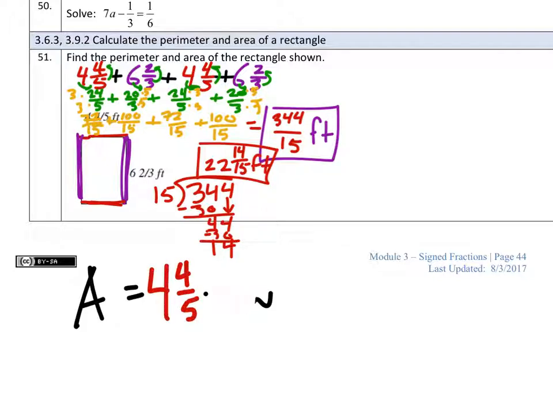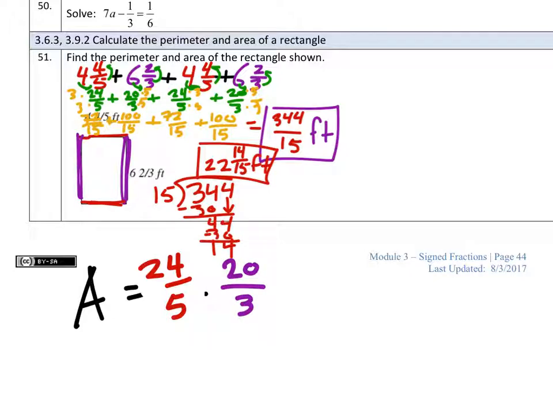And the width we said was 6 2/3. So we're just multiplying these two. This is where I think it's really nice to have those improper fractions. And since we've already changed both of these, it shouldn't be too hard. So the 4 4/5 became 24/5. And the 6 2/3 became 20/3.